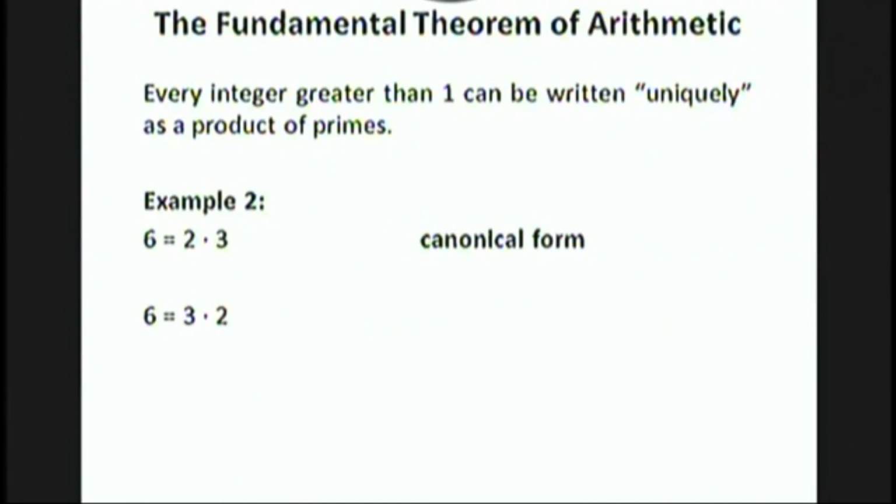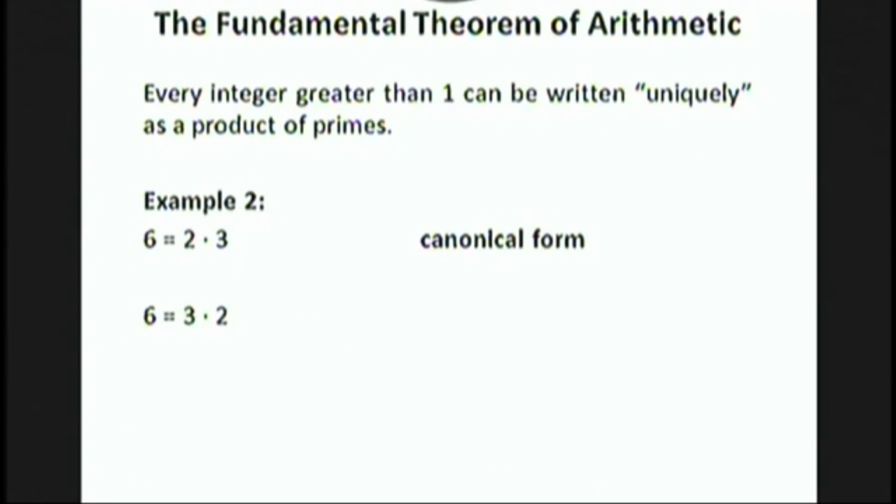The fundamental theorem of arithmetic says that every integer greater than 1 can be written uniquely as a product of primes. I put the word uniquely in quotes because it's not entirely accurate. For example, the number 6 can be written as 2 times 3, but it could also be written as 3 times 2. So it can be written uniquely, but only up to the order in which we write the factors.